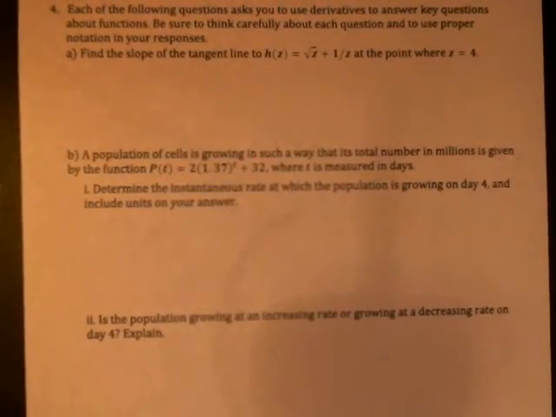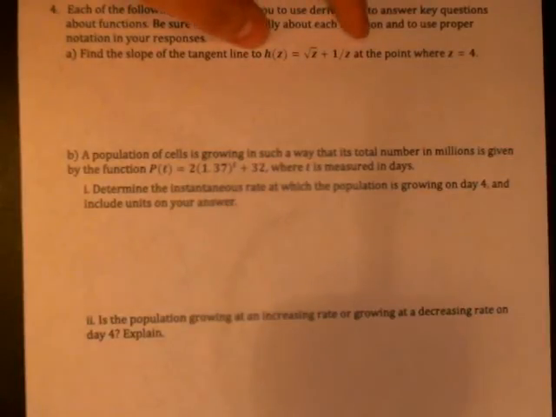Okay, so first question is to find the slope of the tangent line to h of z equals the square root of z plus 1 over z at the point where z equals 4. Okay, so again, we know about tangent lines. The question is, how do we tie that in with all this new shortcut stuff? And the answer is, to find the slope of a tangent line, you need to find the value of the derivative at z equals 4.